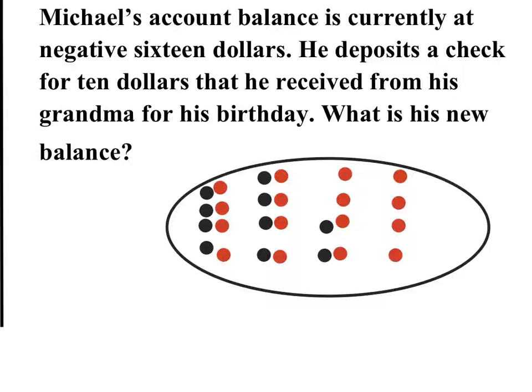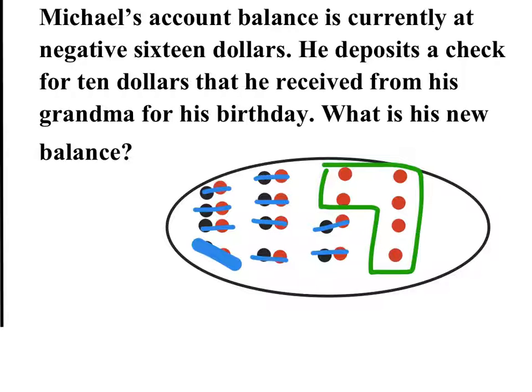So I'm going to find all my zero pairs. There's one. There's another zero pair. How many zero pairs are there? 10. 10 zero pairs. So what are we left with on this one? We have all of these red counters right here.